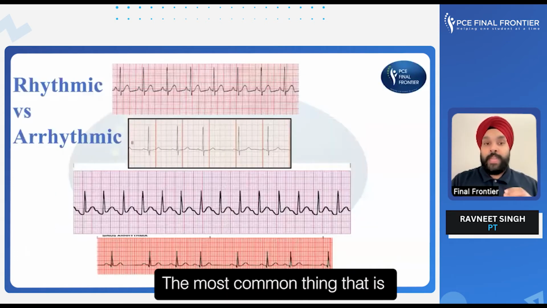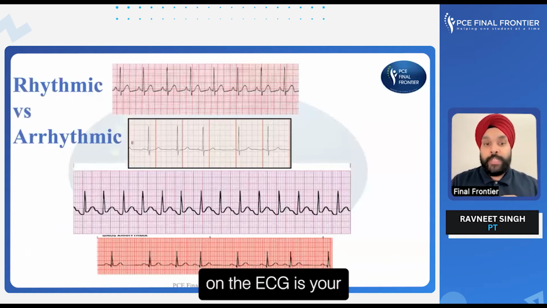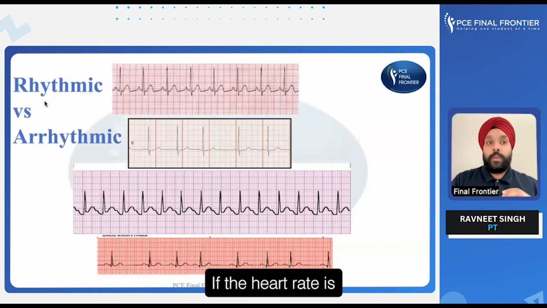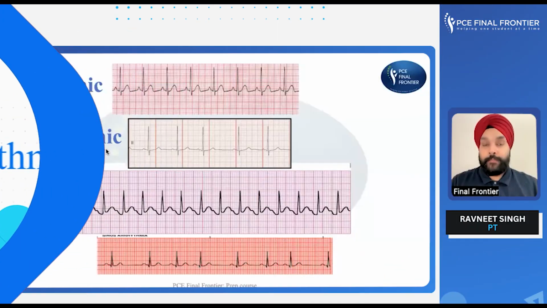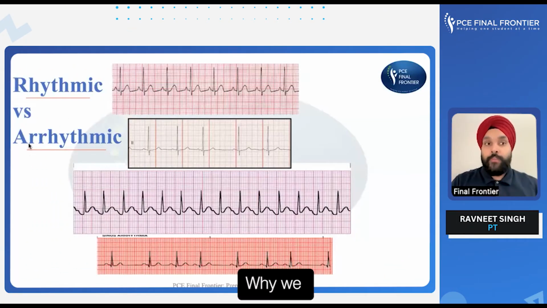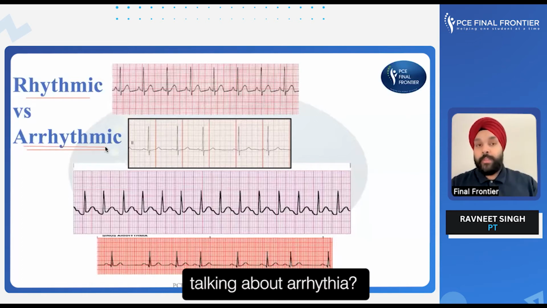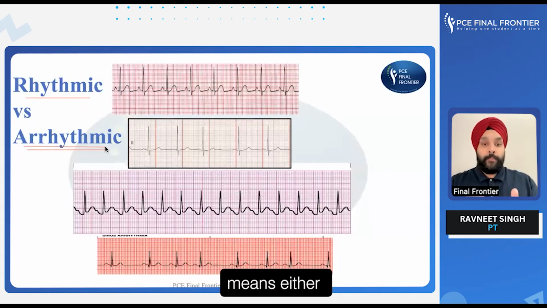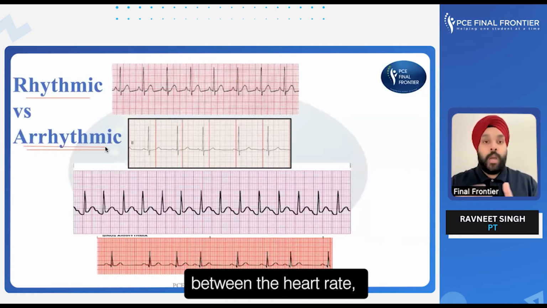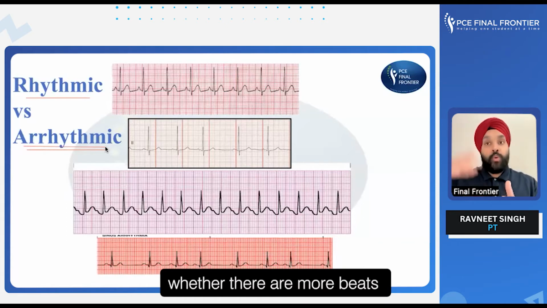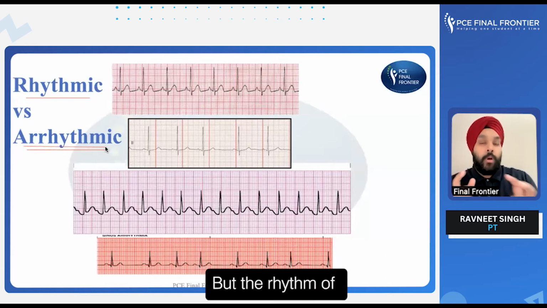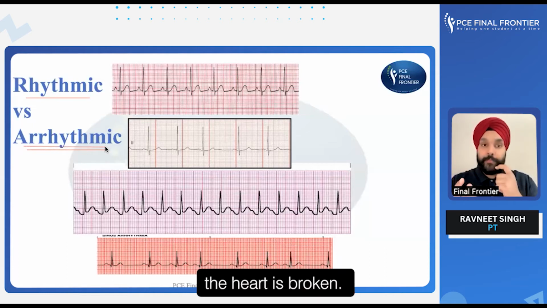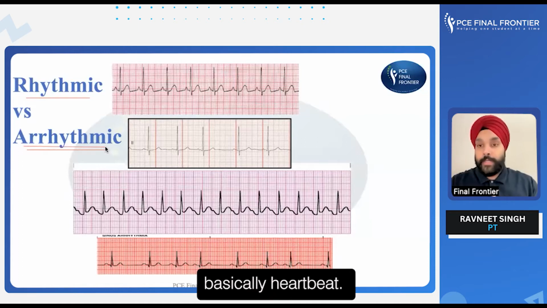The most common thing that is shown on the ECG is whether the heart rate is rhythmic or arrhythmic. Why are we talking about arrhythmia? Arrhythmia basically means there's a disruption in the heart rate, whether there are more beats or fewer beats, but the rhythm of the heartbeat is broken.